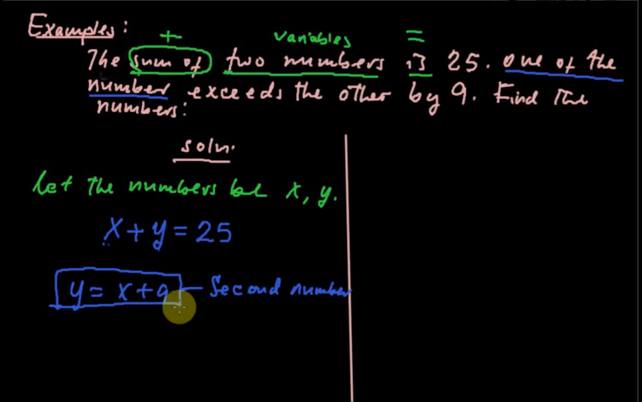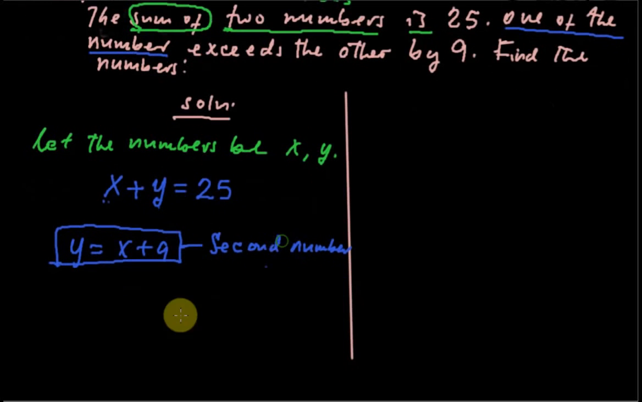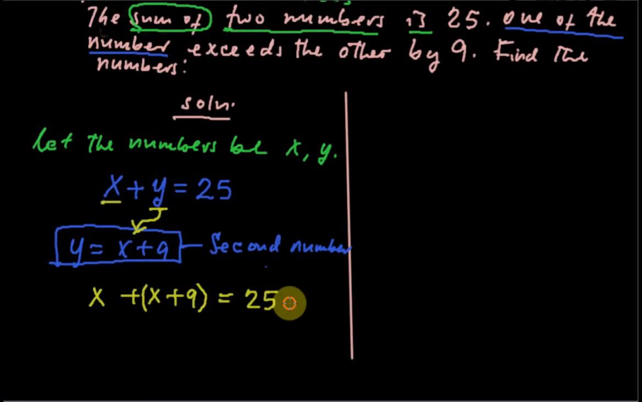So our new equation is going to be x plus, well, let me write it using a different color. Here, x is our first number, plus the second, which is expressed down here. So x plus 9, this is our second number, gives 25.